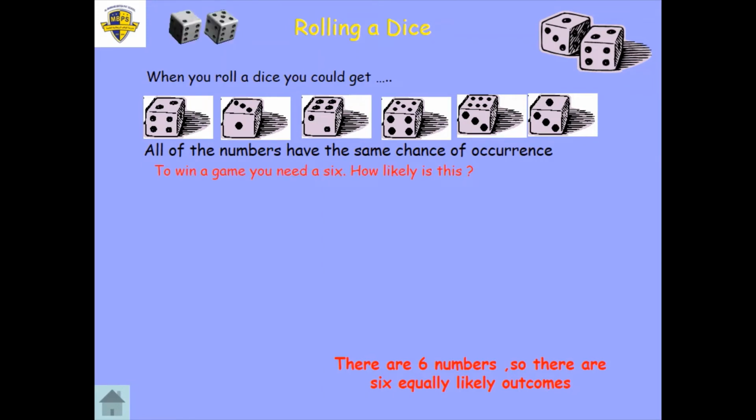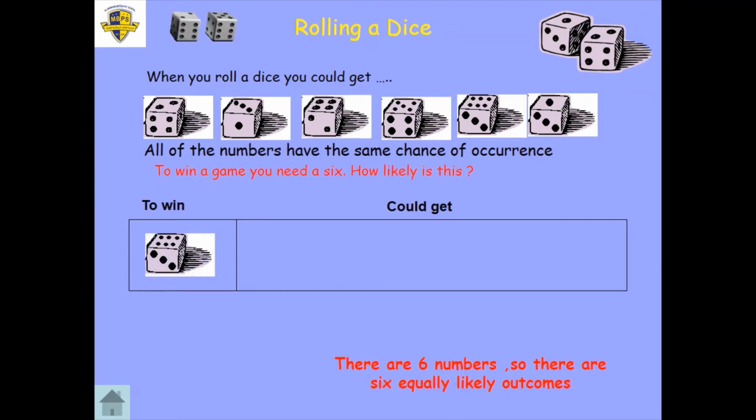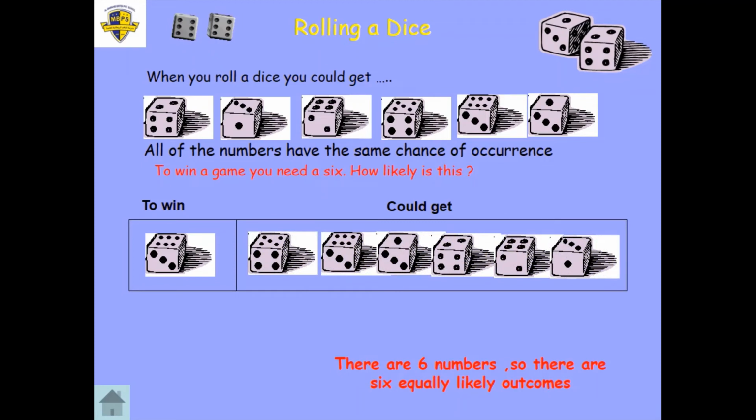We have this example. To win a game, you need a 6. How likely is this? To win, I need number 6, right? But I can get 5, 6, 1, 2, 4, or 3. So to win, this is my favorable. But it is possible to get 5, 6, 1, 2, 4, or 3. So how to find this?